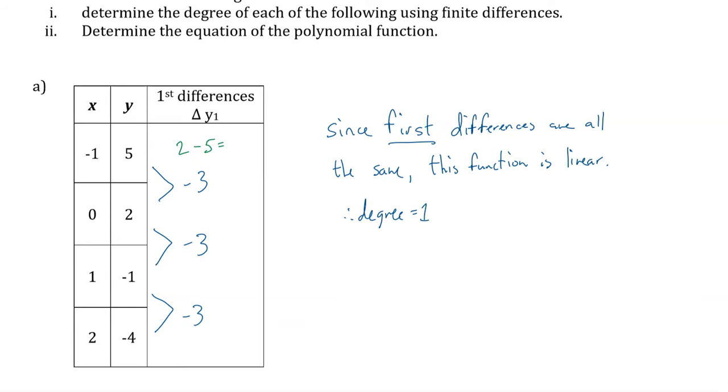What is important about the equation of a linear function, a degree 1 or a straight line? What do you remember about that from grade 9? Y equals mx plus b. So if we can get the slope and we can get the y-intercept, we can write the equation. Can we do that? Anybody know what any of those things are in this relation?